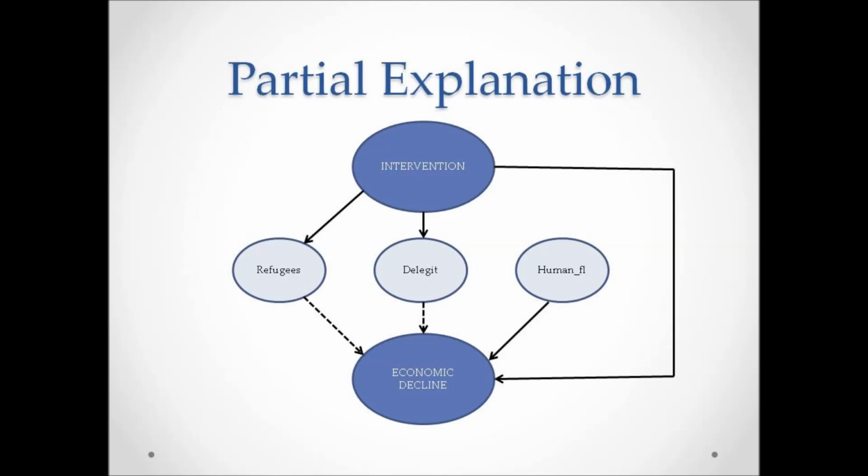Due to the results of the hierarchical regression analysis, we have determined that while intervention may have explained refugees and delegitimization of government as they relate to economic decline, human flight still remains a strong predictor. As a result, both partial explanation and replication in the case of human flight relating to economic decline are the elaboration models that relate to these variables.